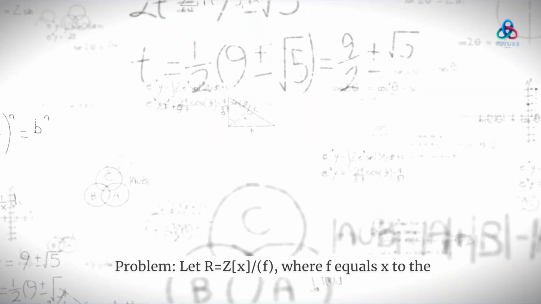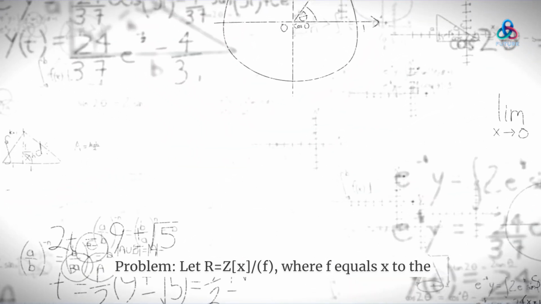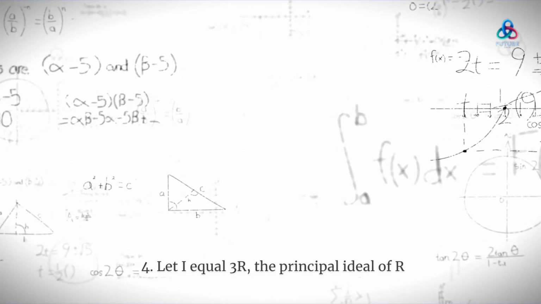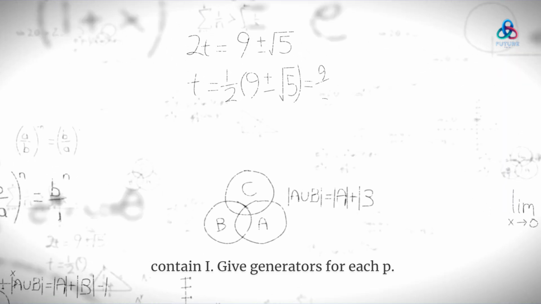Problem. Let R equal Z[x] modulo f, where f equals x^4 - x^3 + x^2 - 2x + 4. Let I equal 3R, the principal ideal of R generated by 3. Find all prime ideals P of R that contain I. Give generators for each P.